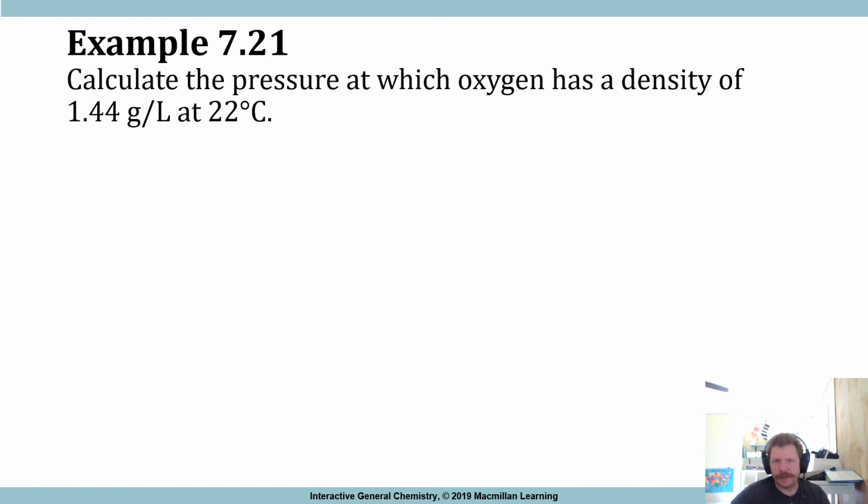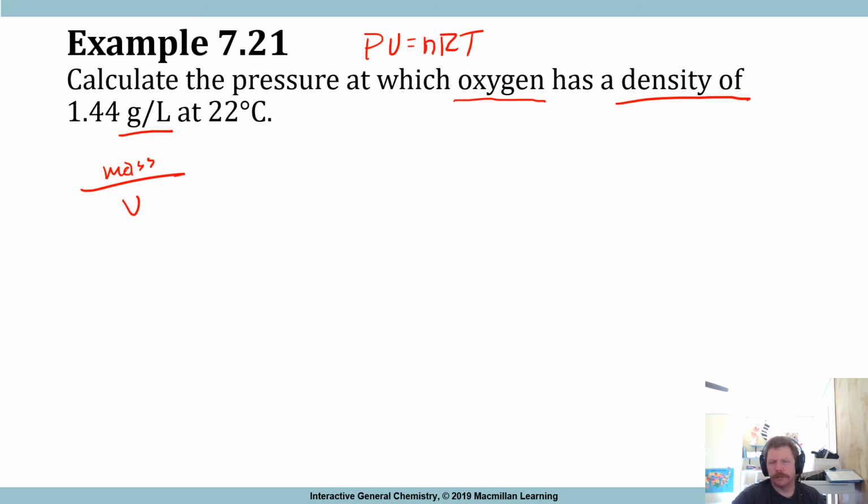Next up, it's a little bit different. Here we've got density. Okay, let's look at our units for density. Our units for density are grams per liter. So that's a mass per volume. Okay, now PV equals nRT. Calculate the pressure at which oxygen, do we know what oxygen is? Yes, we do. It's O2, which has a molar mass of approximately 32 grams per mole.